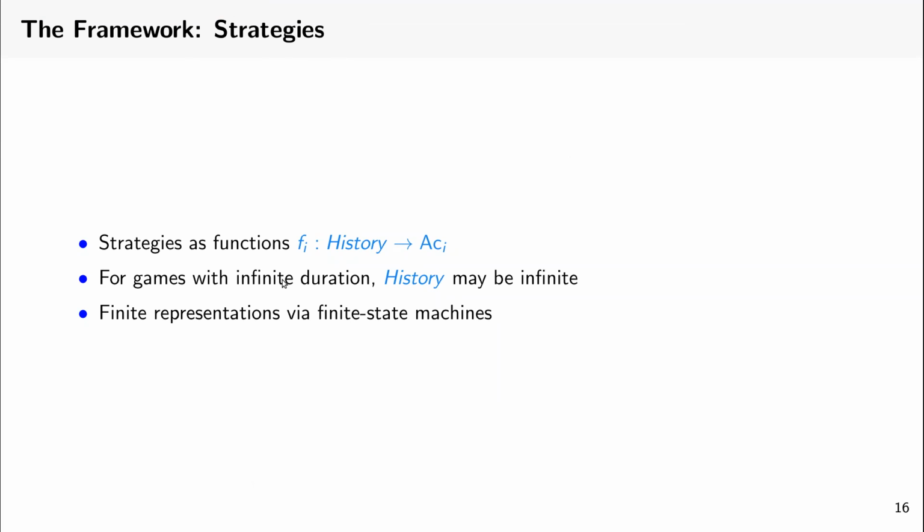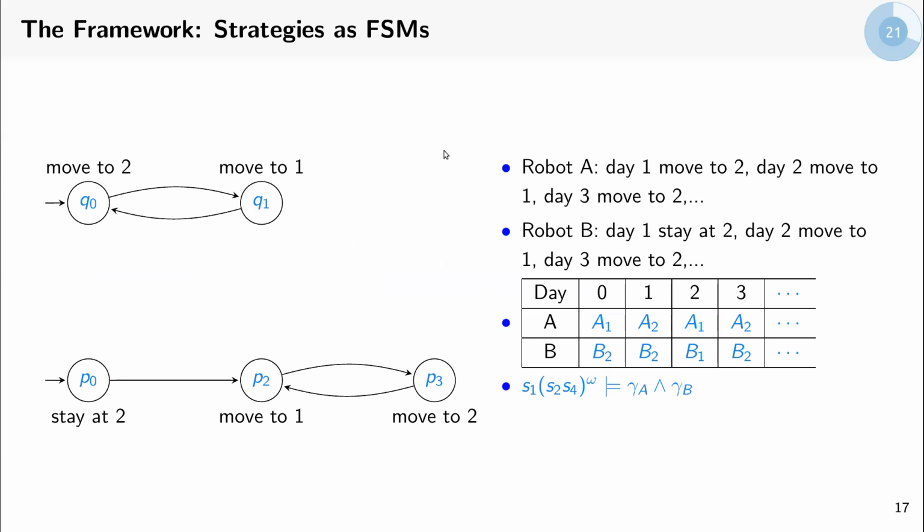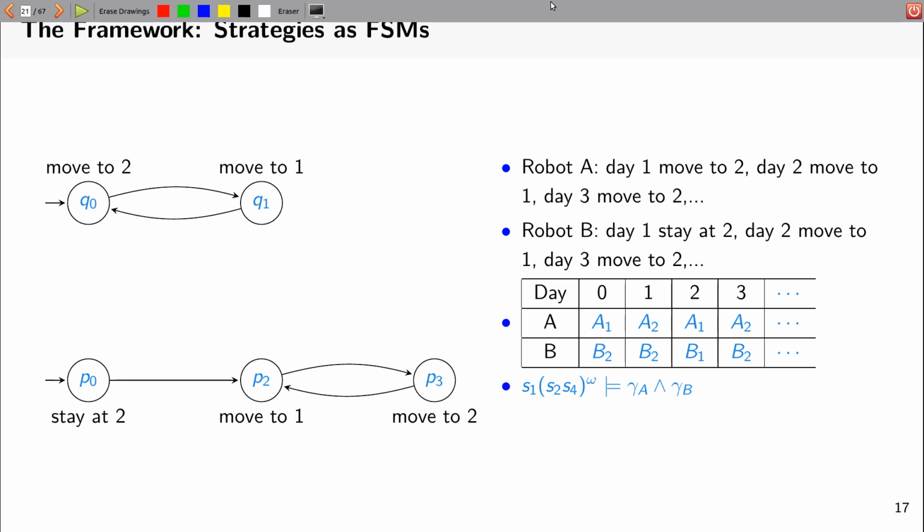All right. So we use finite state machines to represent strategies so that we can study computational problems using these inputs. Now, how do we represent strategies? Let's recall the strategies for the robots from before. We can represent these strategies using these two machines. This one is for robot A.